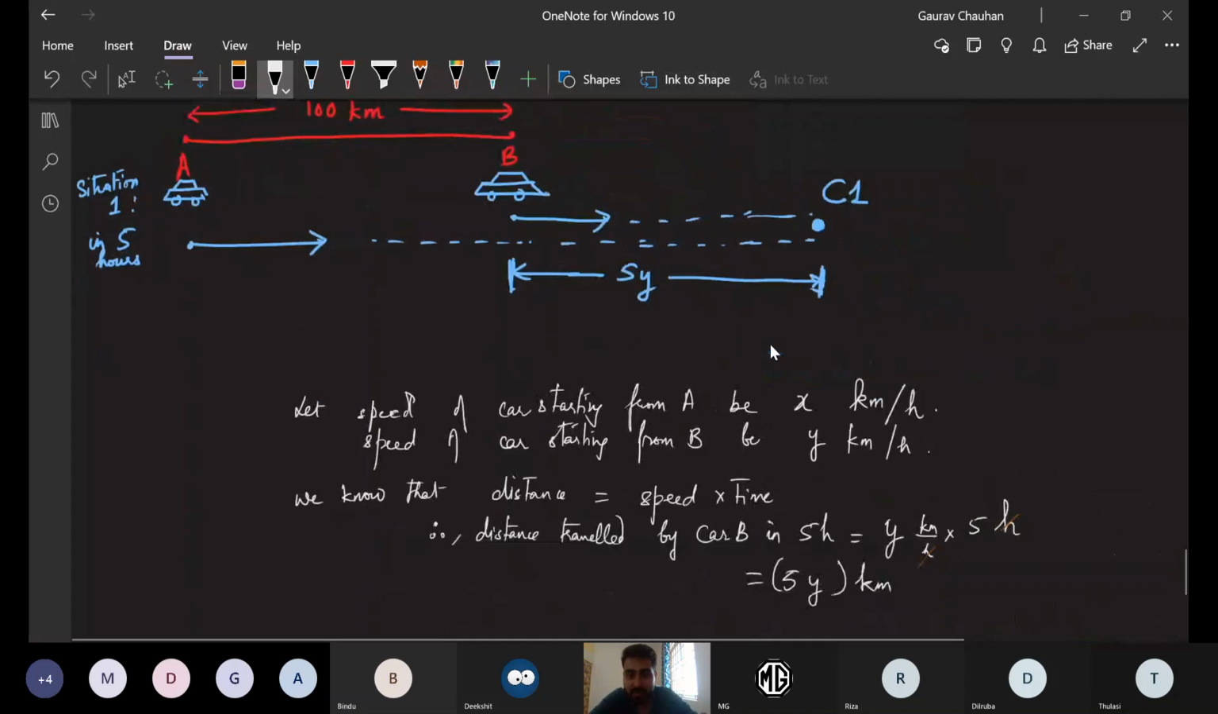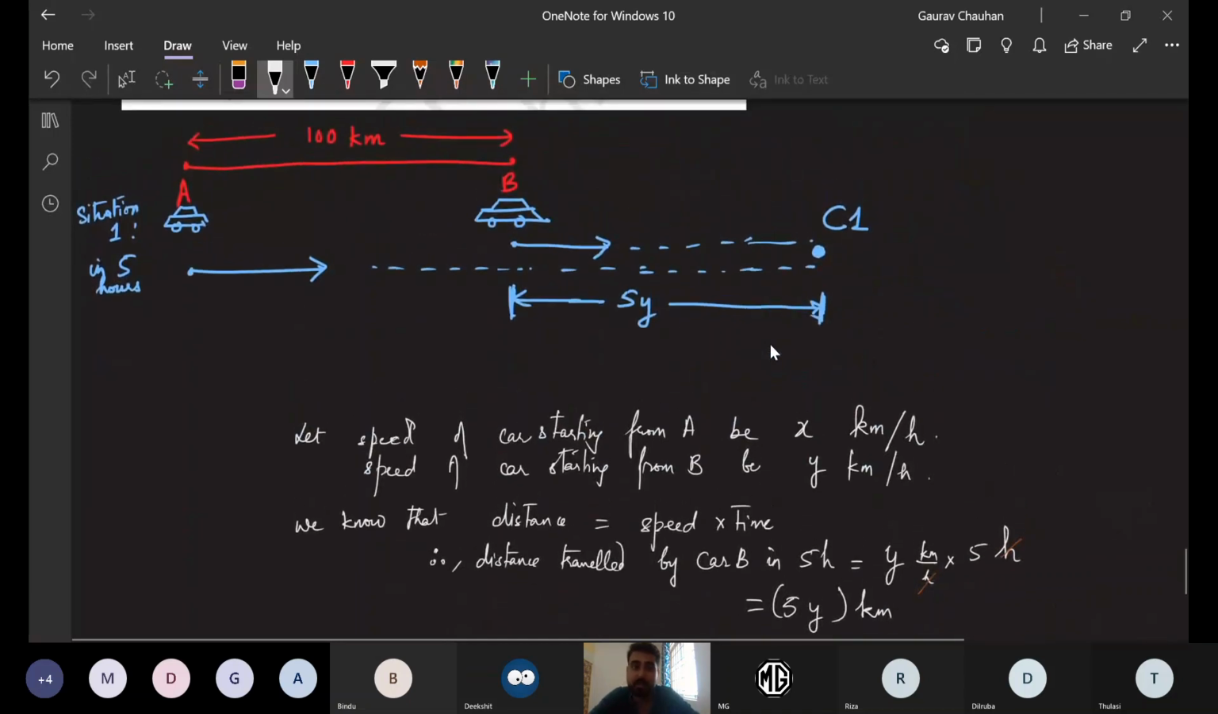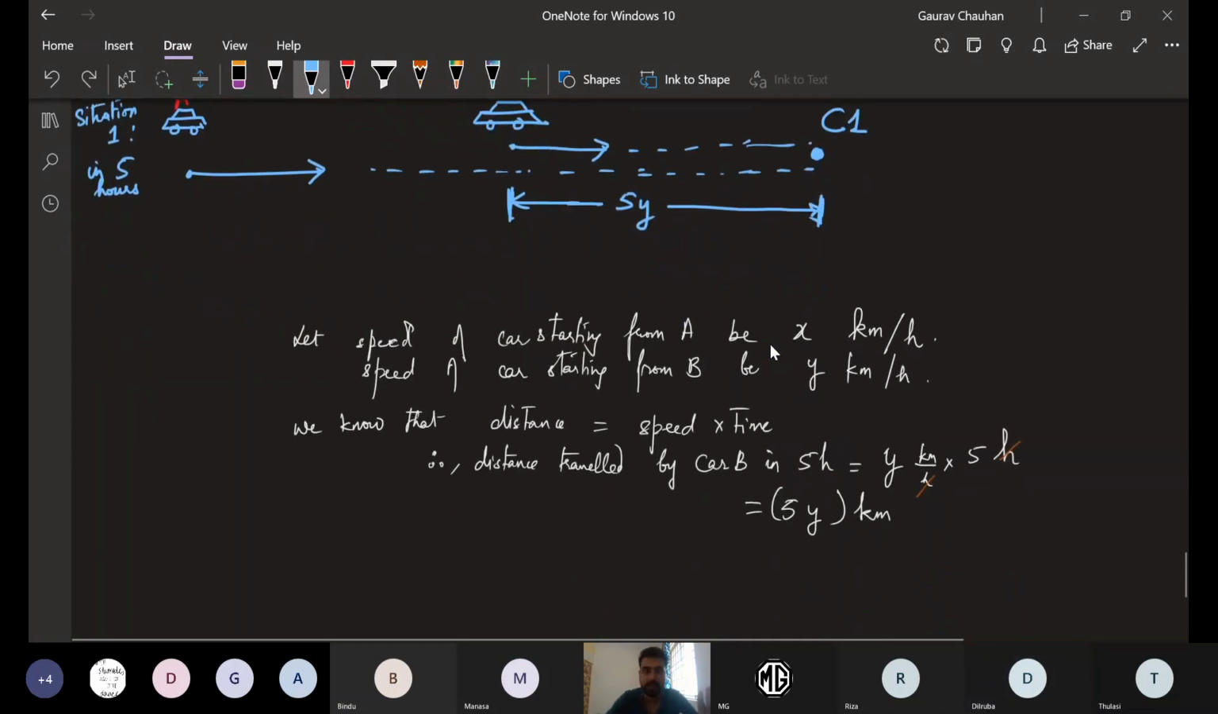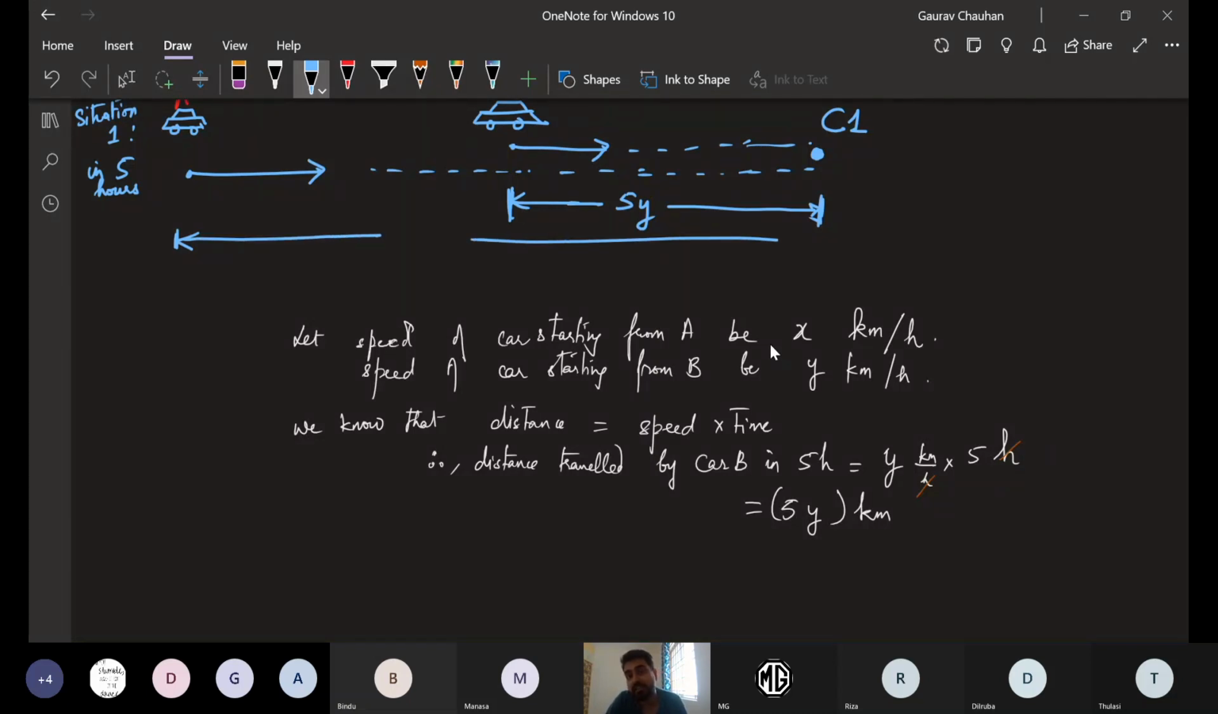Okay. Now this was the distance traveled by car B. What is the distance traveled by car A? What is the distance traveled by this car in 5 hours? Dilruba, can you tell me what is the distance traveled by this car in 5 hours? The speed is x, we have told. 5x, correct? Now this diagram is becoming very, very important. From here, this car has traveled till here. This fully is 5x. Got it?